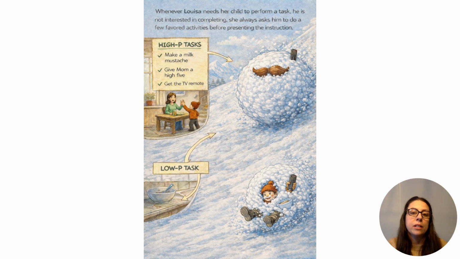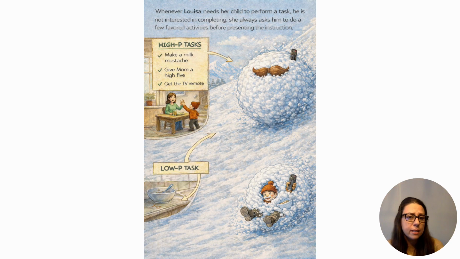So let's tie this back to our question. At the top of the hill, the snowball starts rolling and begins picking up things along the way. Each thing it picks up represents compliance with an easy preferred task, things a child is happy to do. In this example, those are things like making a milk mustache, giving mom a high five, getting the TV remote. Each one's quick, successful, reinforced, and so the snowball gets bigger and faster.